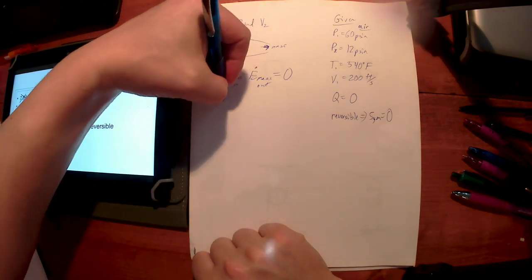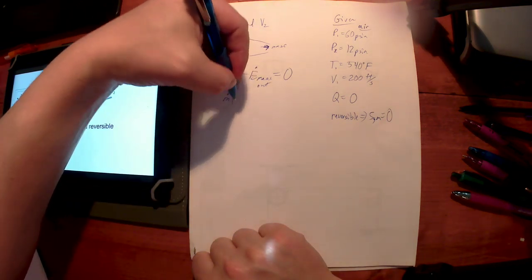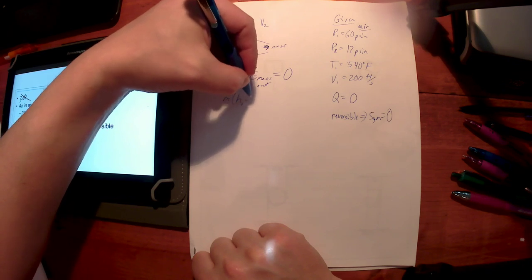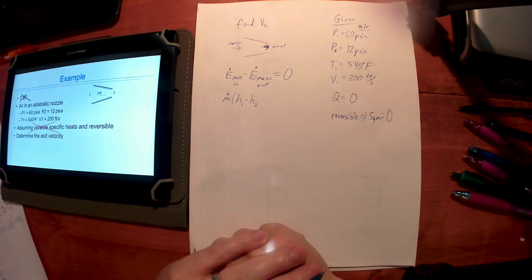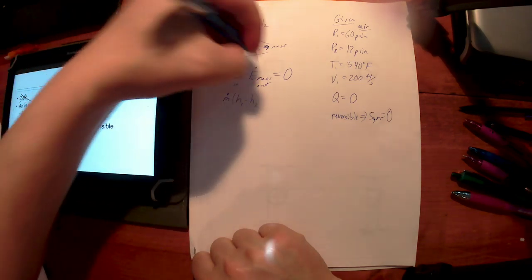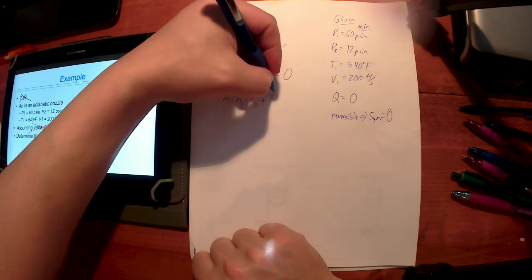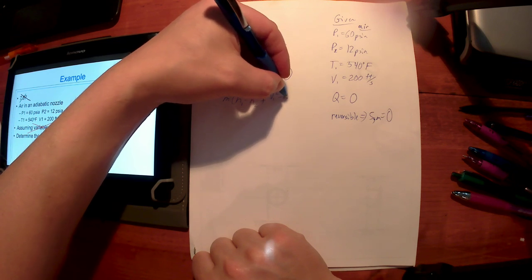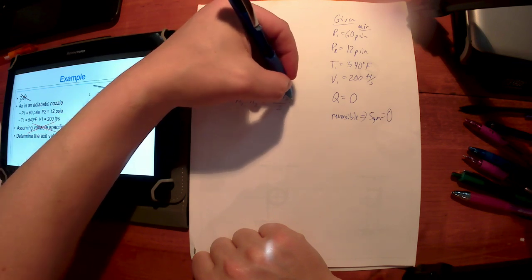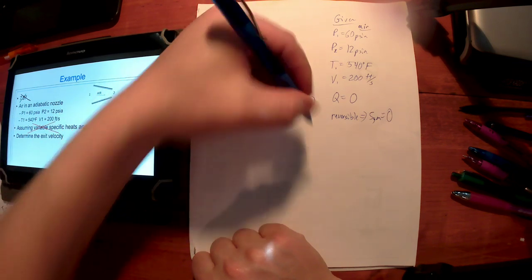So I've got a single inlet and a single outlet, so it's a single m dot. I know I'm going to have an enthalpy change, so it's H1 minus H2. And because it's a nozzle, I also have a kinetic energy change. So this is plus V1 squared minus V2 squared, both over 2. And that's equal to 0.